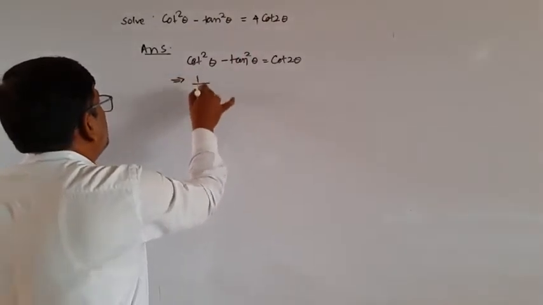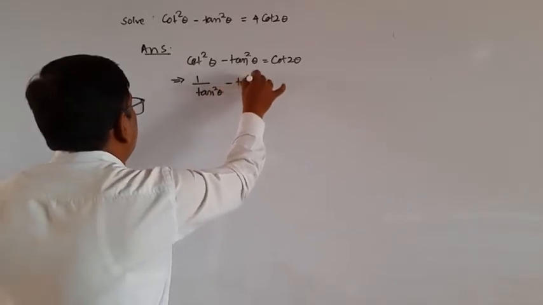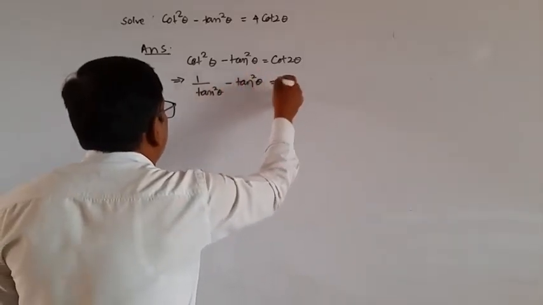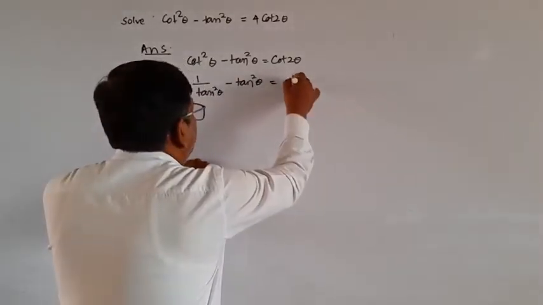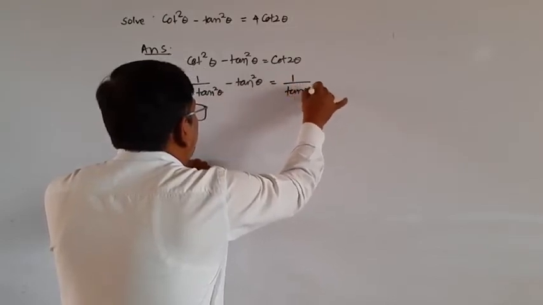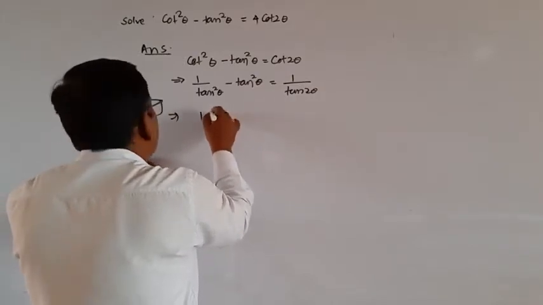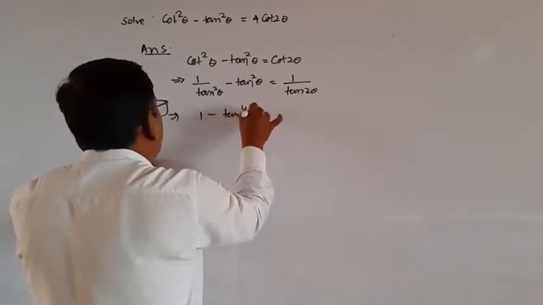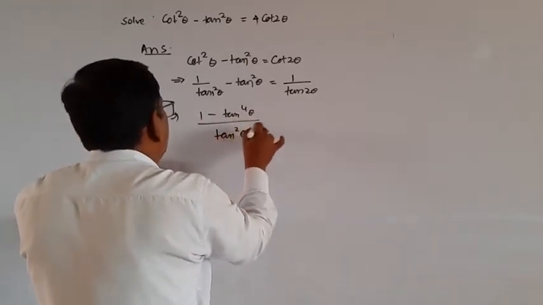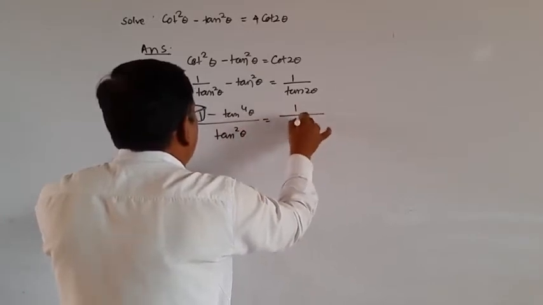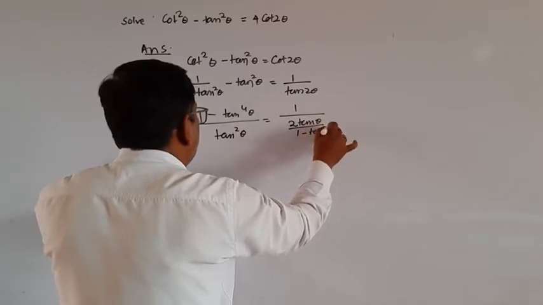This implies 1 by tan square theta minus tan square theta is equal to 4 times cot 2 theta, that is 1 by tan 2 theta. So this is equal to (1 minus tan 4 theta) divided by tan square theta is equal to 1 by (2 tan theta divided by 1 minus tan square theta).